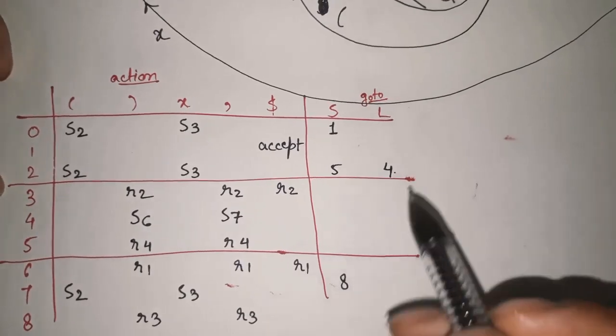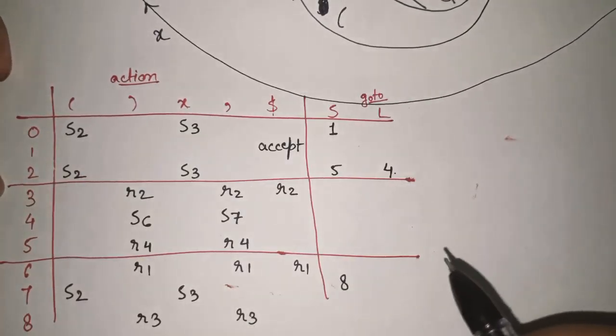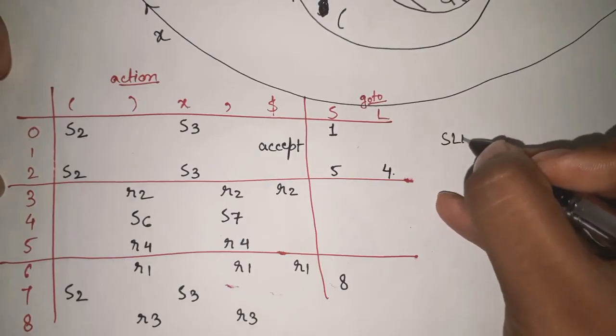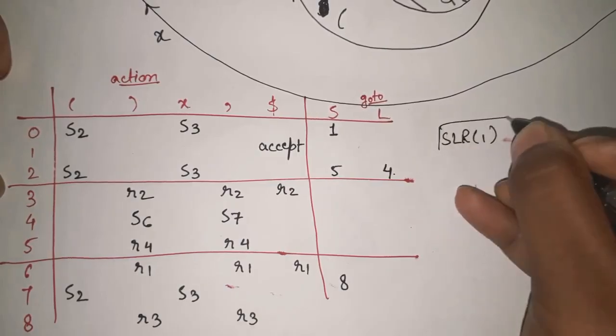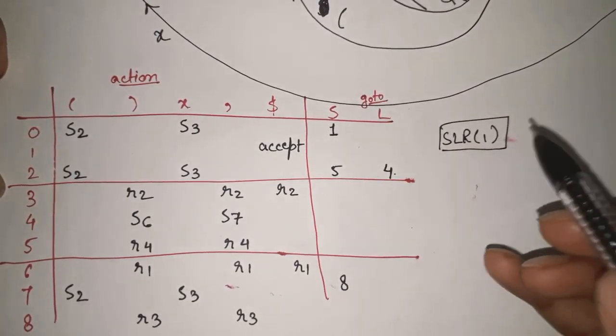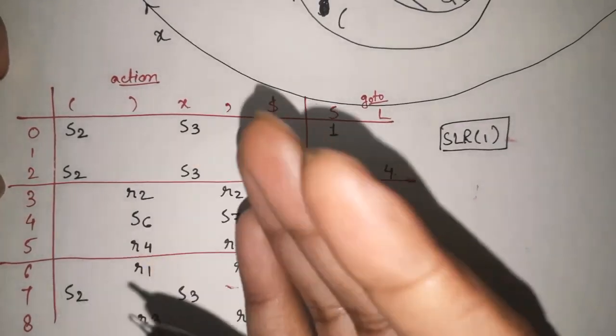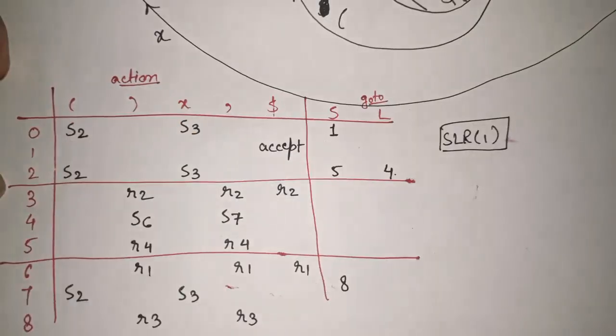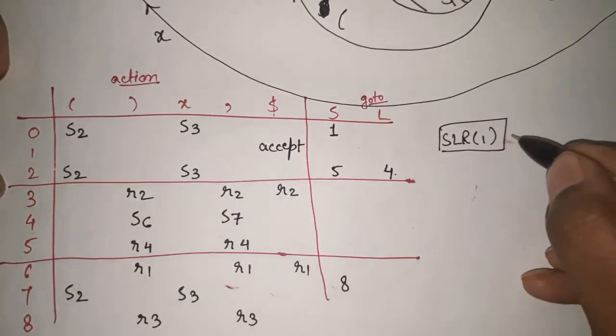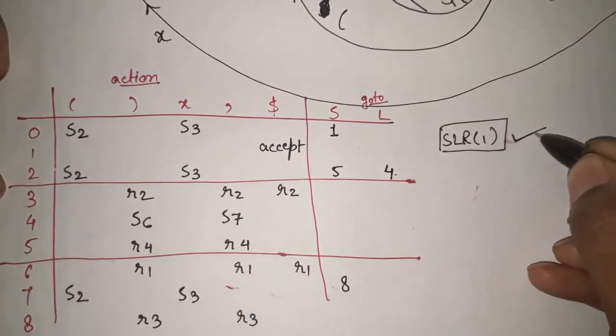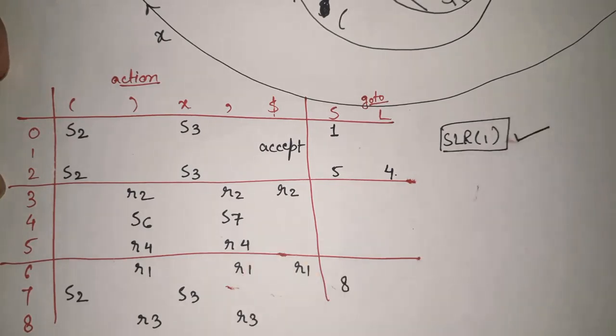So this is the thing that I have constructed. It is my SLR1 parsing table. And what the condition is, in the SLR1 parsing table, if we are not having any kind of conflict, then I can simply say that my given grammar is SLR1. So yes, this grammar that is given here is SLR1. I can simply say that. So we have checked that.